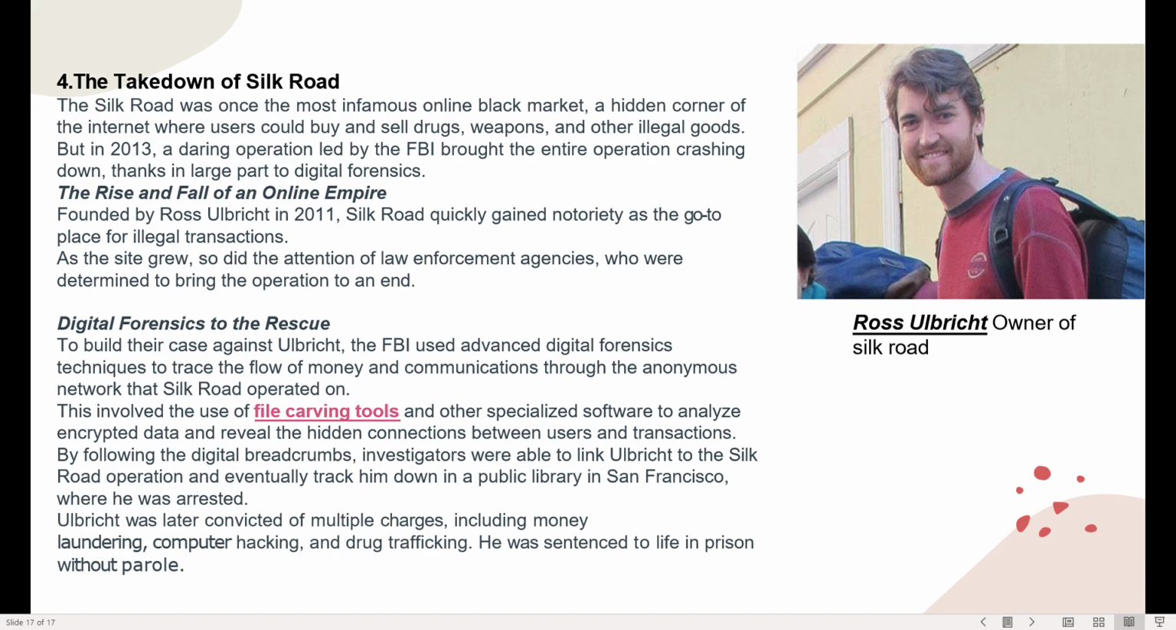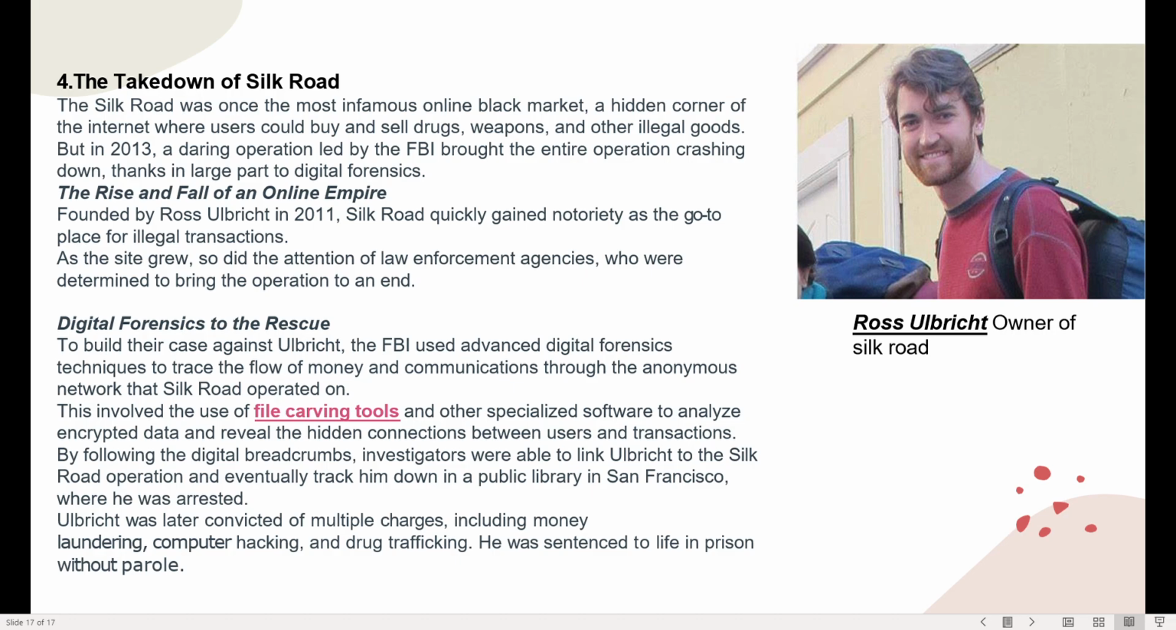Fourth is the takedown of Silk Road. This is one of the biggest events in cyber crime history. Silk Road was made by Ross Ulbricht, the owner of Silk Road. First he made it for some other purposes, then he started to sell drugs on it, and most of the illegal activity of selling drugs usually took place on Silk Road. Digital forensics to the rescue.